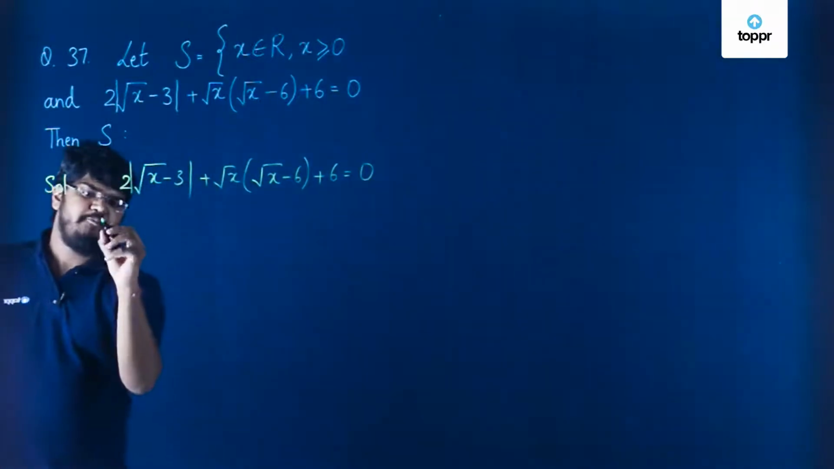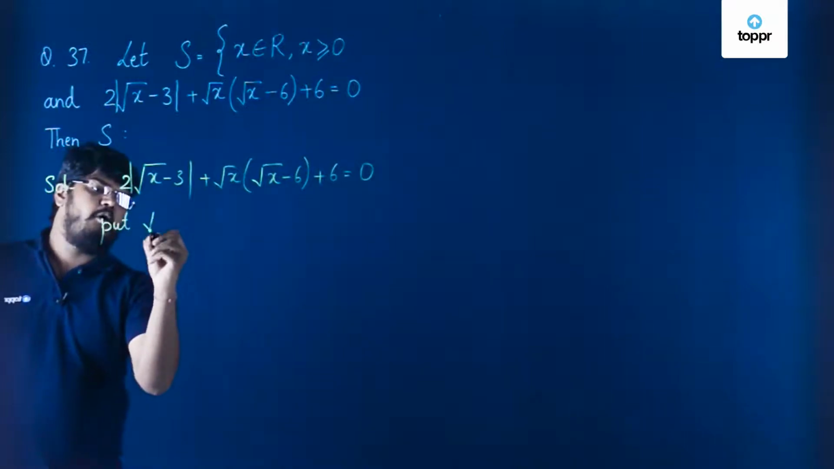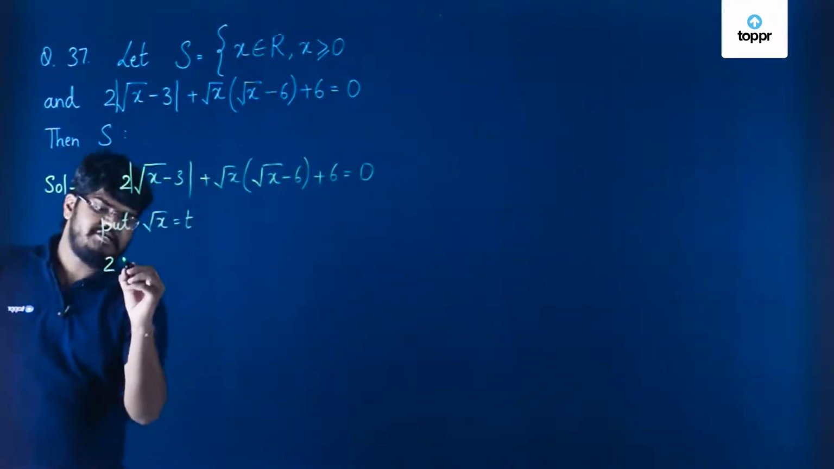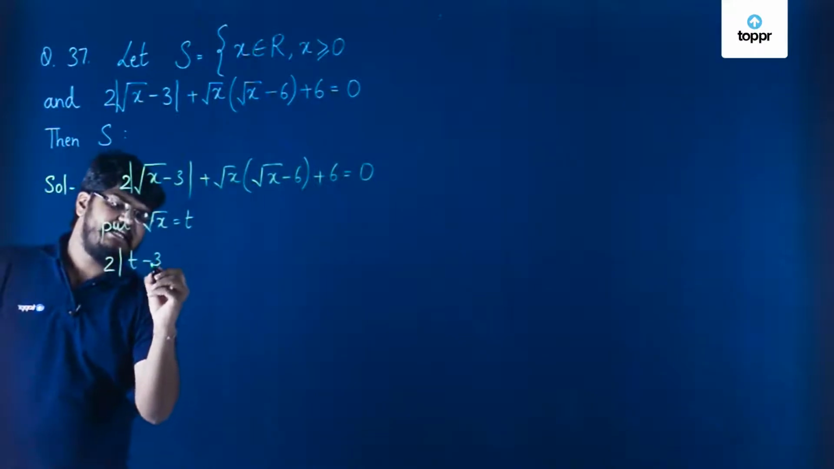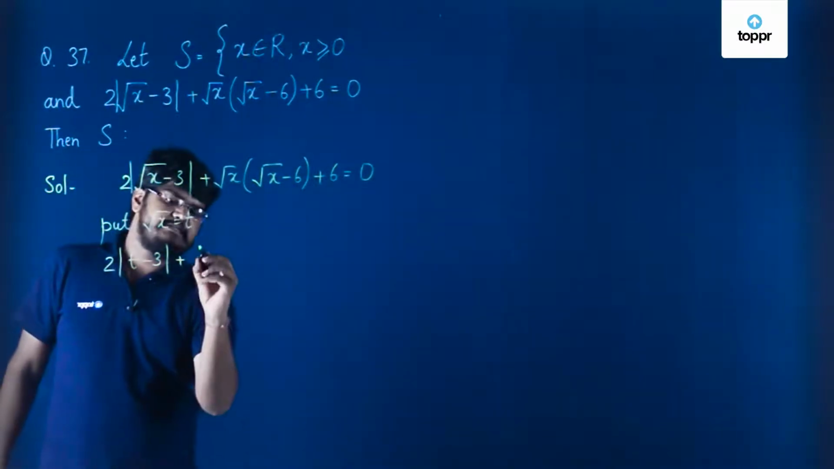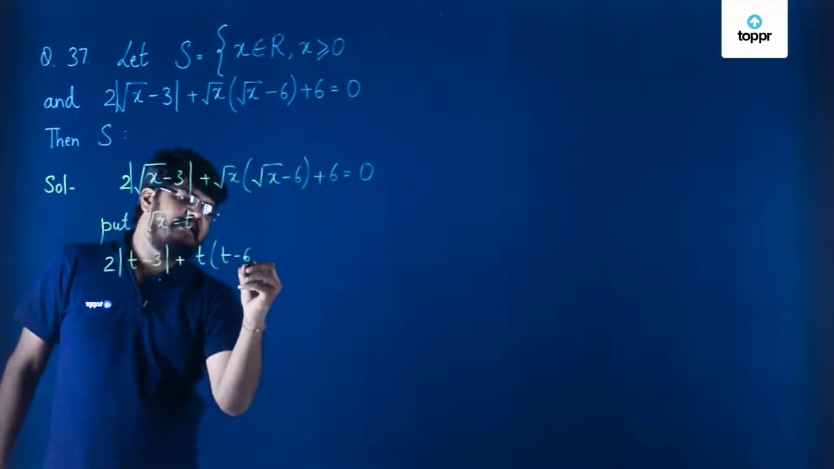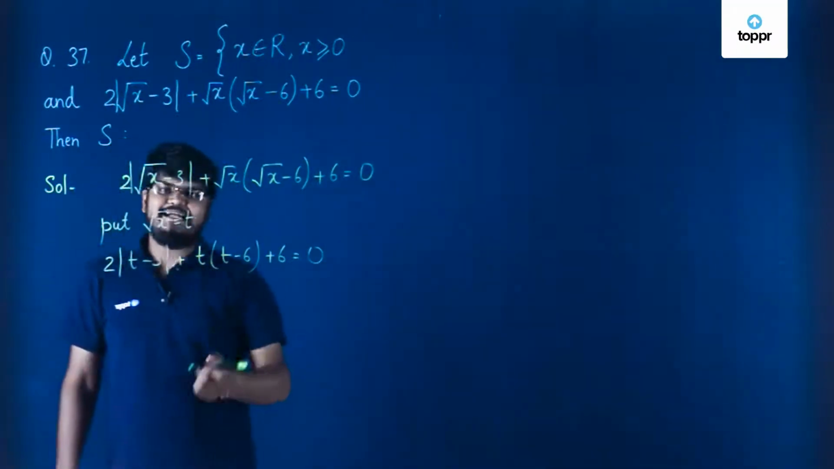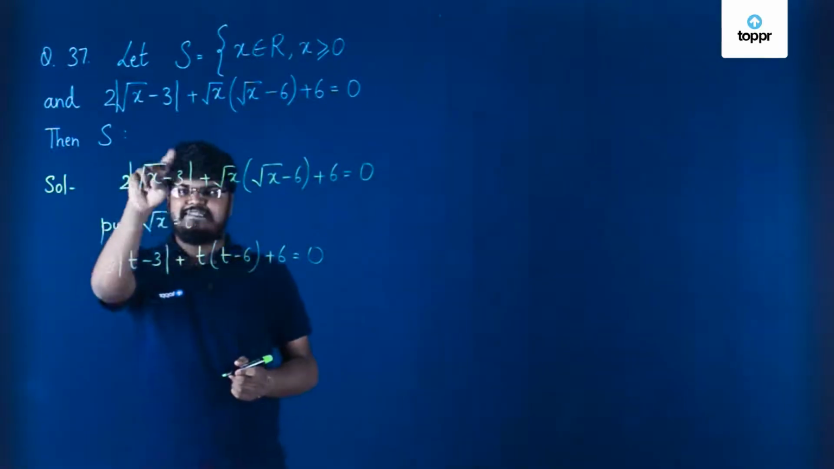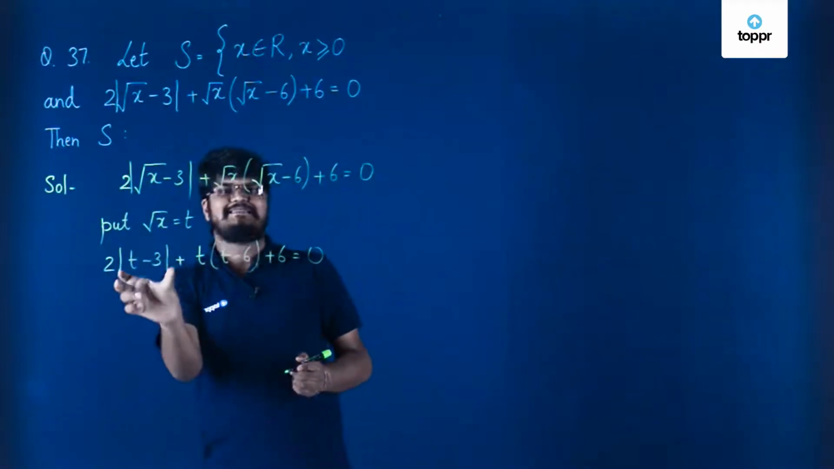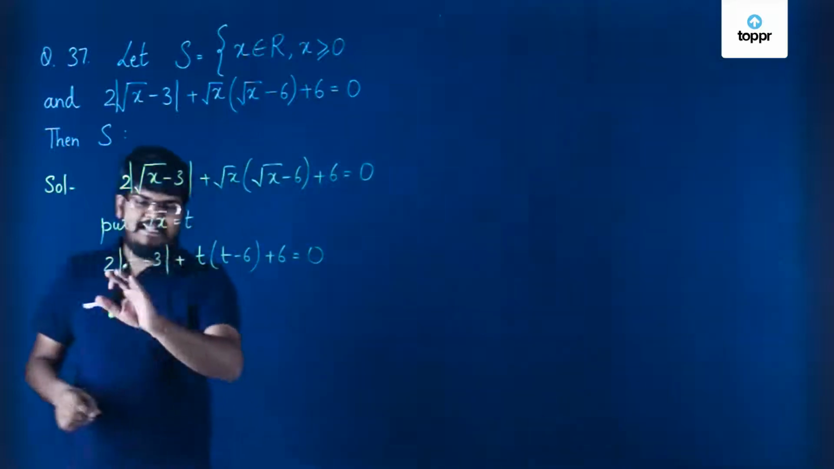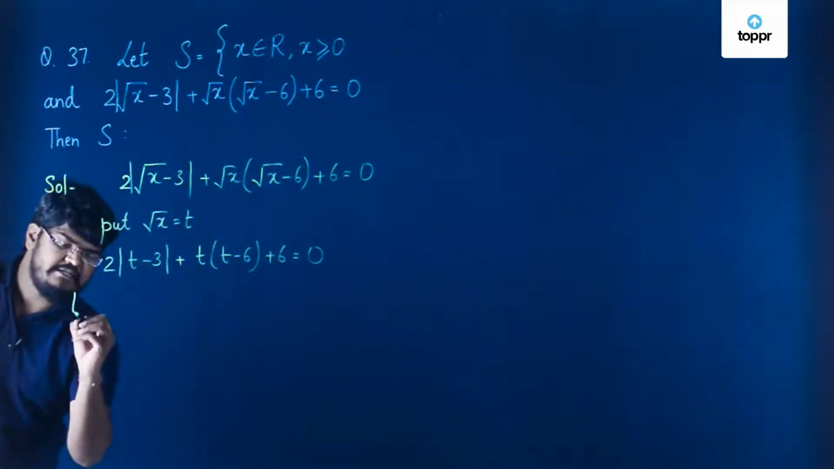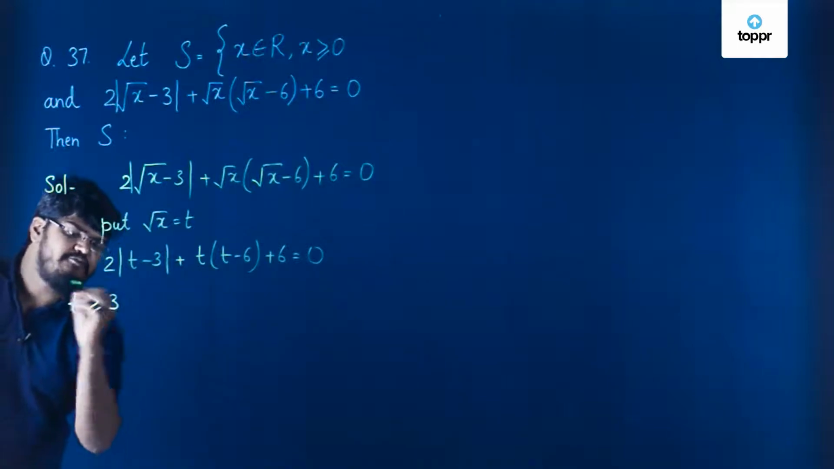Here, I am going to put root x is equal to t. That will make our equation 2 times mod of t minus 3 plus t into t minus 6 plus 6 is equal to 0. Here, you can see that we have got rid of the square root symbol, but this mod is still here, which means we'll have to put conditions on the mod. So let's first consider that t is greater than or equal to 3.